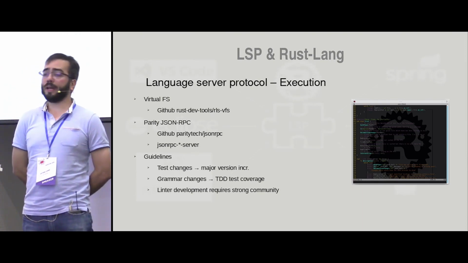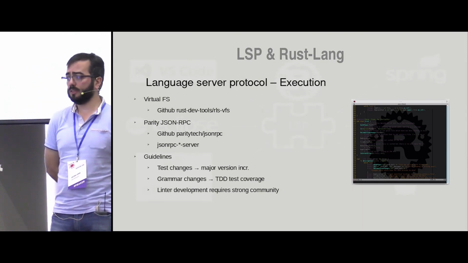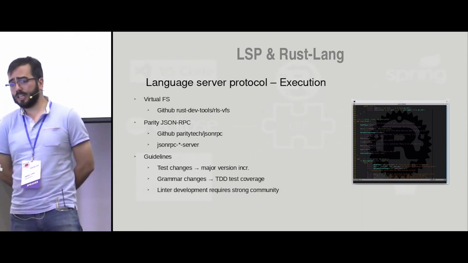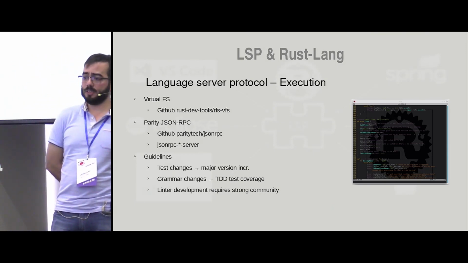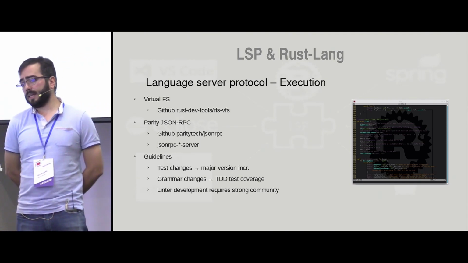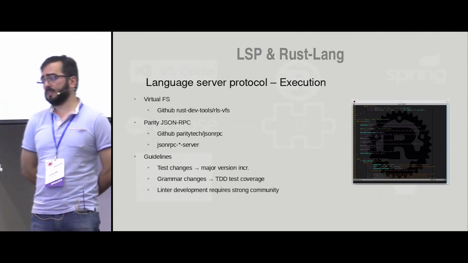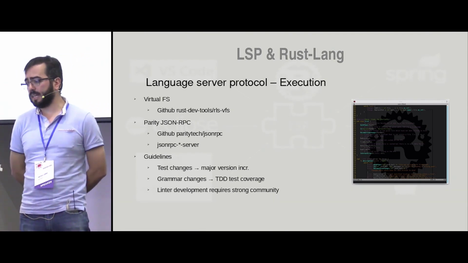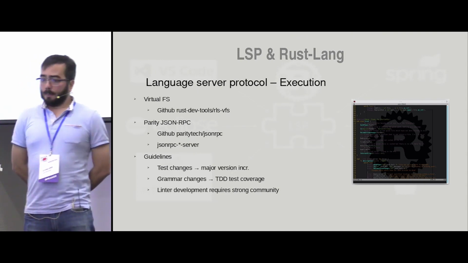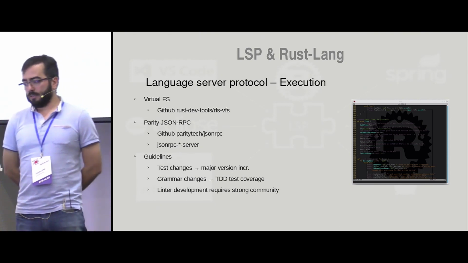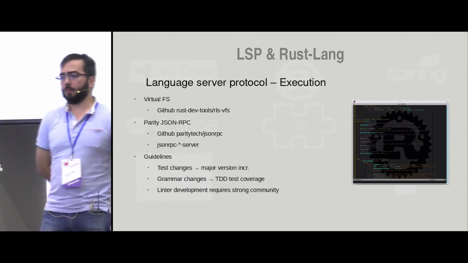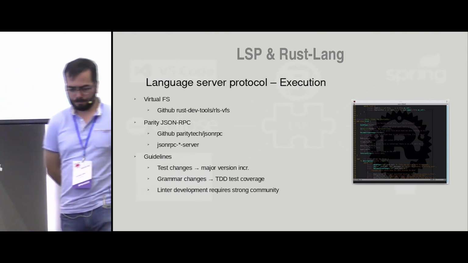And some general guidelines I followed to achieve the result. Any change on the test of the parser will increment the major version. This means that we can, in a reliable way, count that the parser will always produce the same tree in a deterministic way for a given version. This is important when you're talking about linting rules.